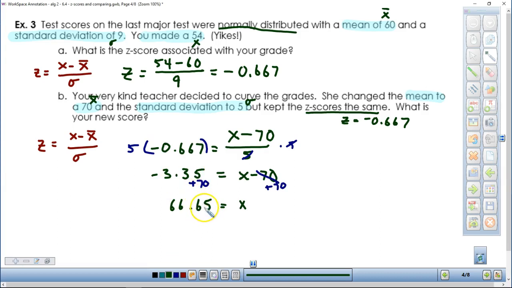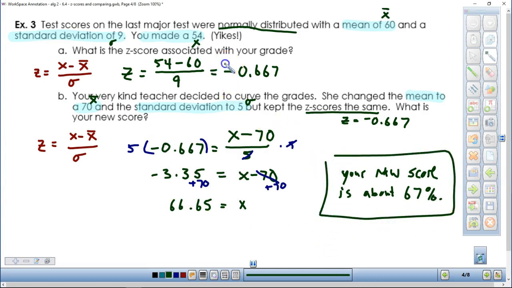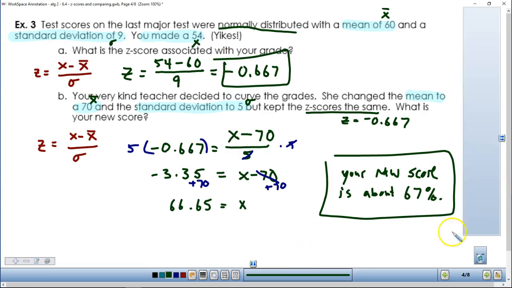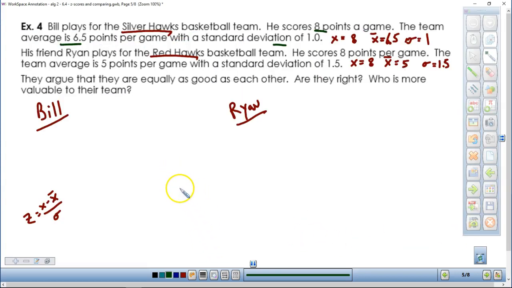Now, this is a percent, right? Your score is a percent. So we might say that your new score is about a 67%, just kind of rounding it up because I'm sure your teacher might round it up as well. All right. Very good. So let's look at example 4.